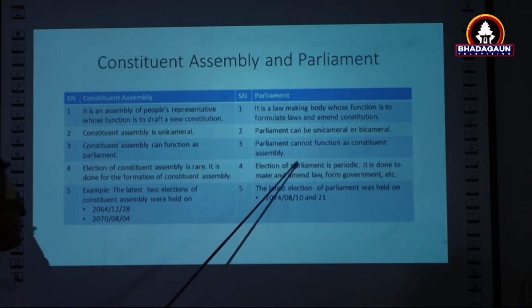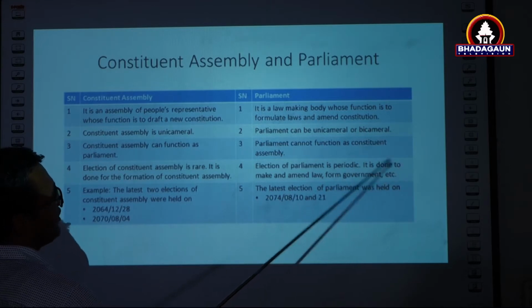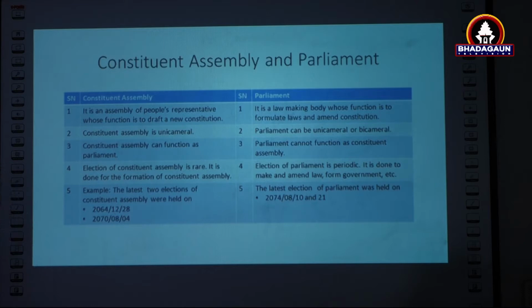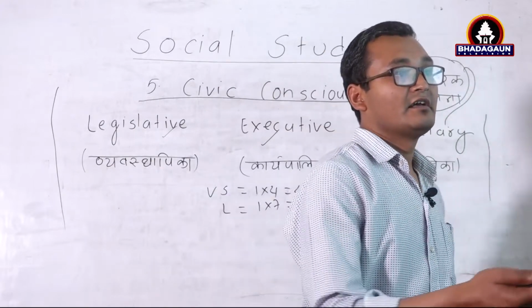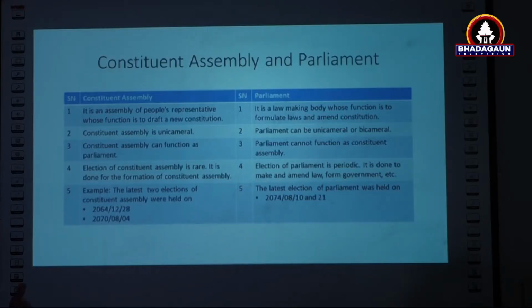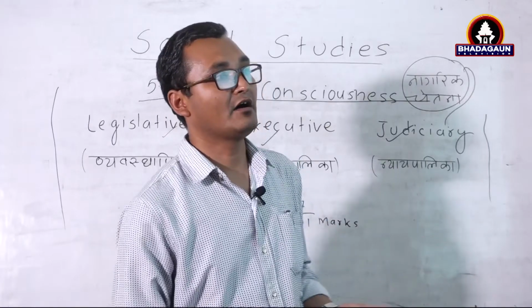र election of parliament is periodic and it is done to make and amend law form government. It means, as I said before, you know, election of parliament means it happens, such kind of election is held in an interval of 5 years normally here in Nepal, and its purpose is to make and amend law and also to form cabinet or government.